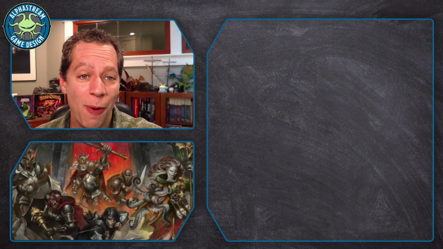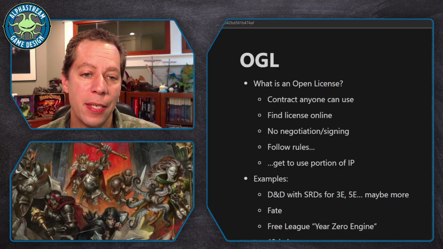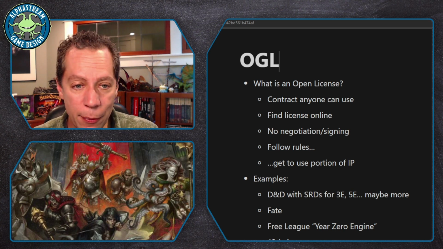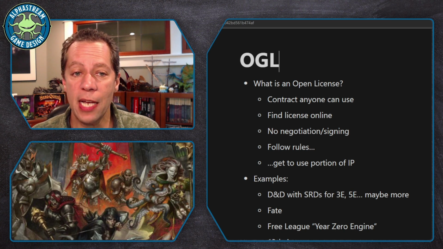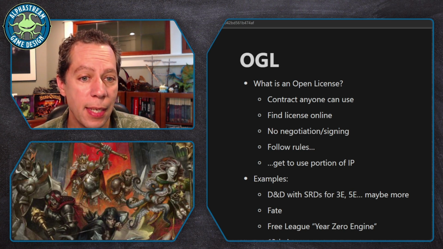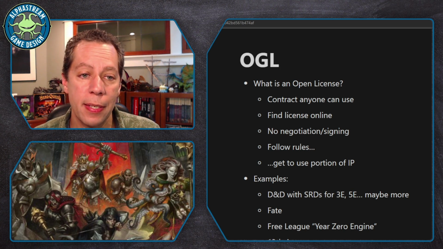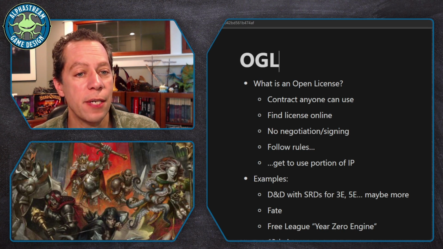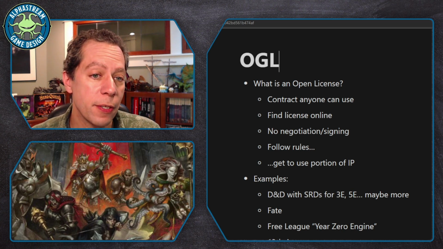So let's start with talking about what an open license is. An open license is a contract that anyone can use. You can find the licenses online where the companies make it available for anyone to use just by grabbing it, downloading it, and following the rules that are inside of it. Follow the rules, you can use the license. And the license grants you some amount of intellectual property that they have, copyrighted material that is theirs, to use in your creations. And you can do that commercially. You can make money off of the product, off of the intellectual property that you're using.